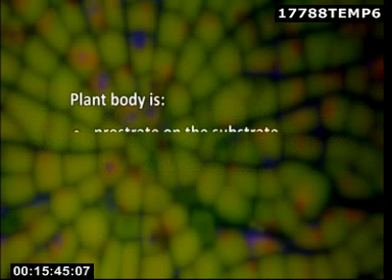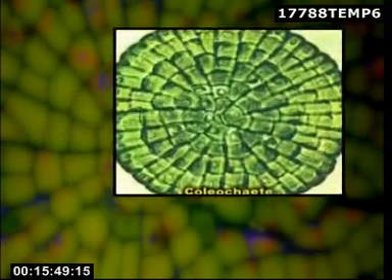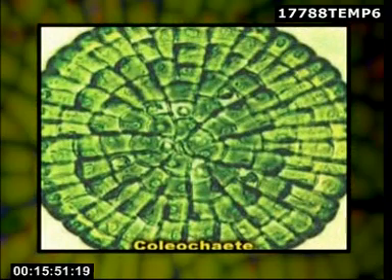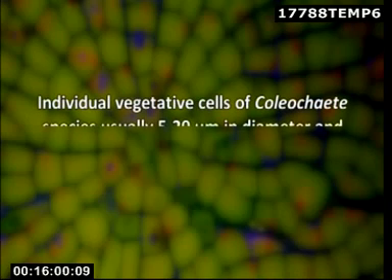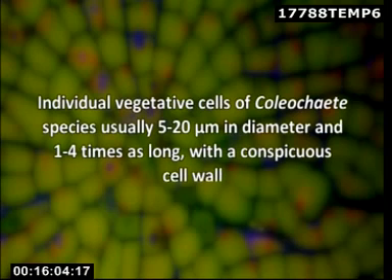This plant body is prostrate on or embedded in the substrate. In some species, the filaments are laterally compressed, forming a circular thallus with no apparent gaps between cells. Individual vegetative cells of Coleochaete species are usually 5 to 20 μm in diameter and 1 to 4 times as long, with a conspicuous cell wall.